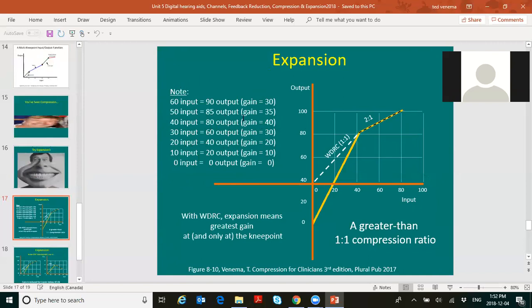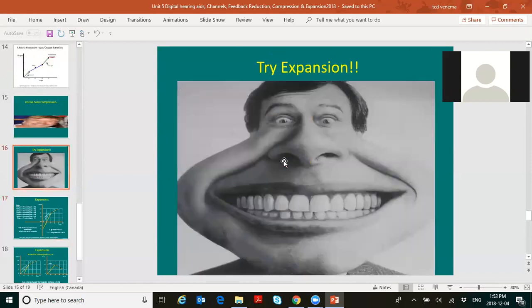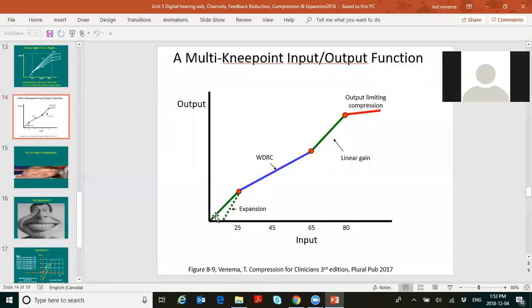50 in, follow my cursor, 85 out. 60 in, 90 out. See that? So your gain is going, you're getting more gain and then less gain. The benefit of doing this is that unlike typical WDRC, which is giving maximum gain for soft inputs, expansion means you're getting less gain for very, very soft inputs.